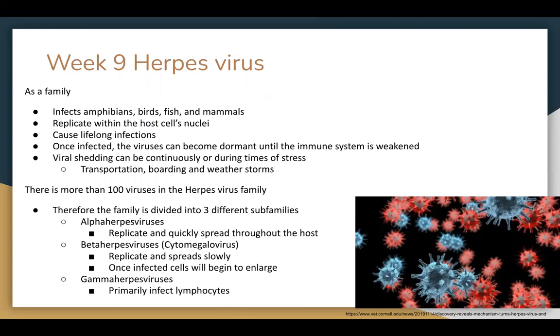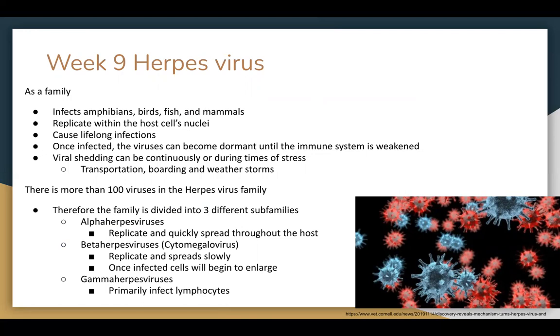Okay. So in week 9, we covered herpesvirus. As a family, it can infect amphibians, birds, fish, or mammals, including humans. The virus will replicate in the host cell's nucleus. It can cause lifelong infections, and once infected, the virus can lie dormant until the immune system is weakened. Viral shedding can be continuous or during times of stress, such as transportation, boarding, or during adverse weather.